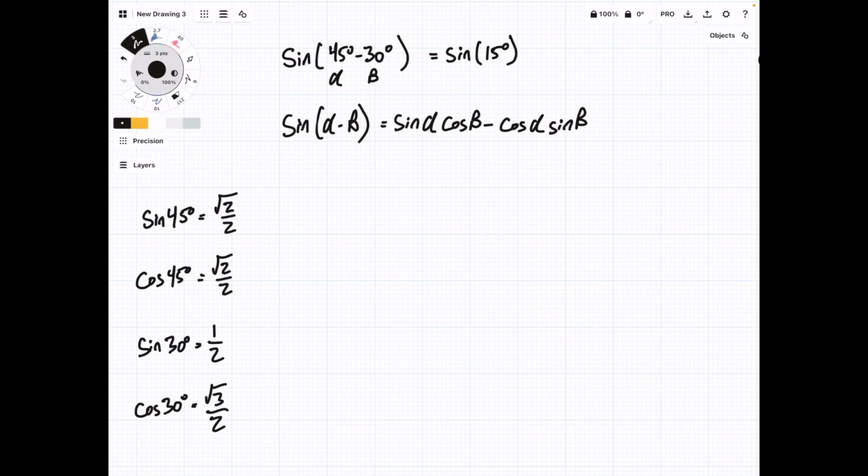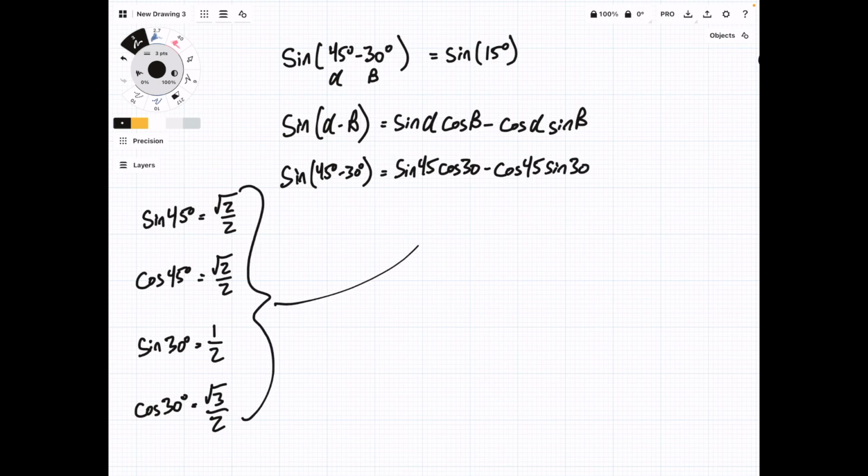So now, if we fill in our variables here, 45 degrees minus 30 degrees equals sine of 45 times the cosine of 30 minus the cosine of 45 times the sine of 30. Now we have all the variables we need to plug in and finish our equation. So this is going to be square root of 2 over 2 times square root of 3 over 2 minus square root of 2 over 2 times 1/2.